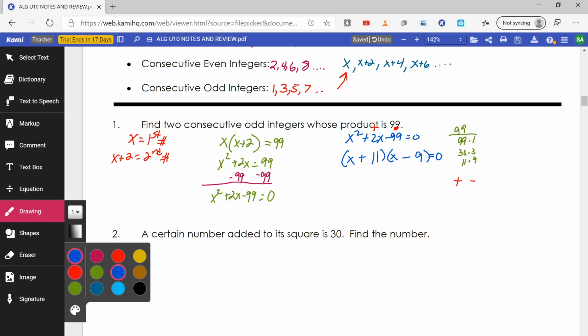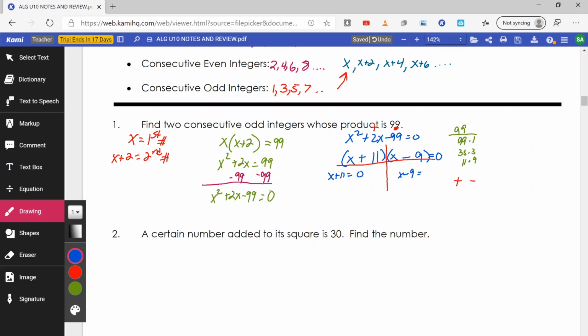So now what I need to do is separate them. I'm going to get into a t-chart and set each equal to 0. So x plus 11 gives me 0, and x minus 9 gives me 0. And I'll solve for x. So minus 11, so we get x equals negative 11. And then if I take a look at this one, I have to add 9 to both sides, so I get x equals 9. This should be negative 11.